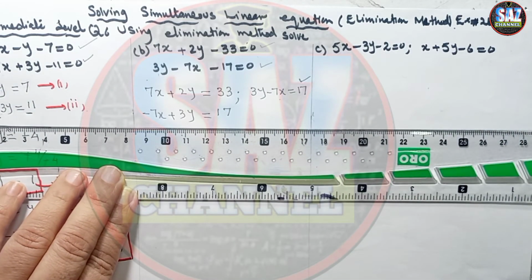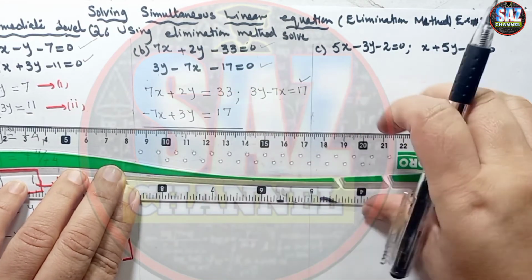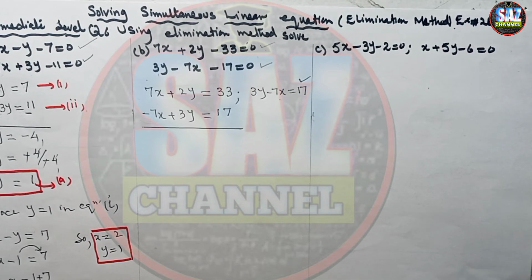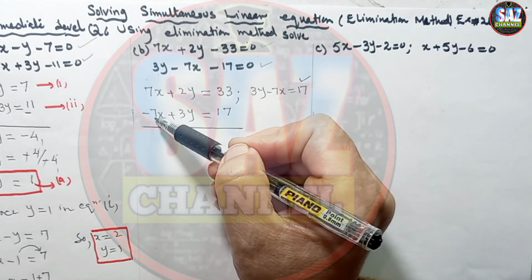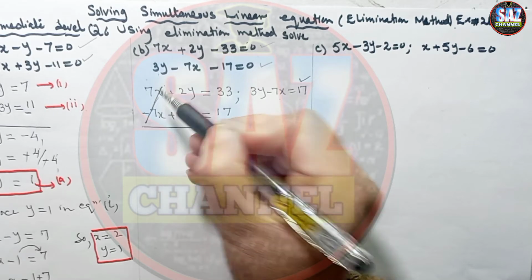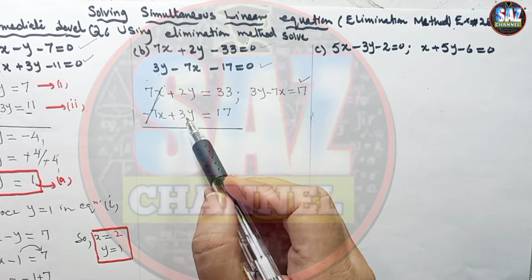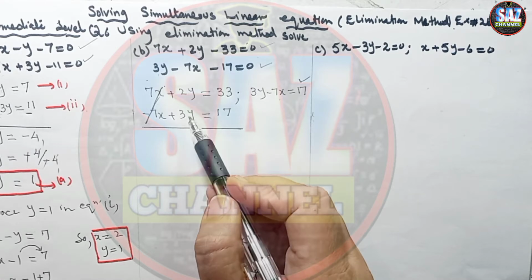Let me draw the line here. Okay, and when I add up the equations, meaning no change in the signs, 7 with positive sign, 7 with negative sign, so I can remove the x terms here. Okay, and I will have just one variable with me. The whole equation will be in one variable, that is y.